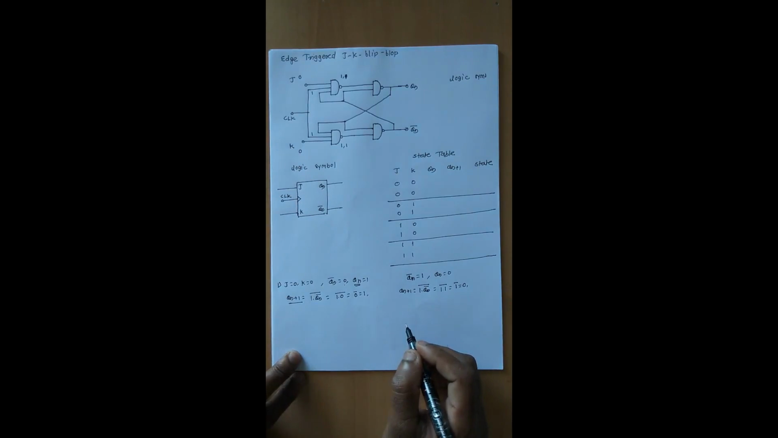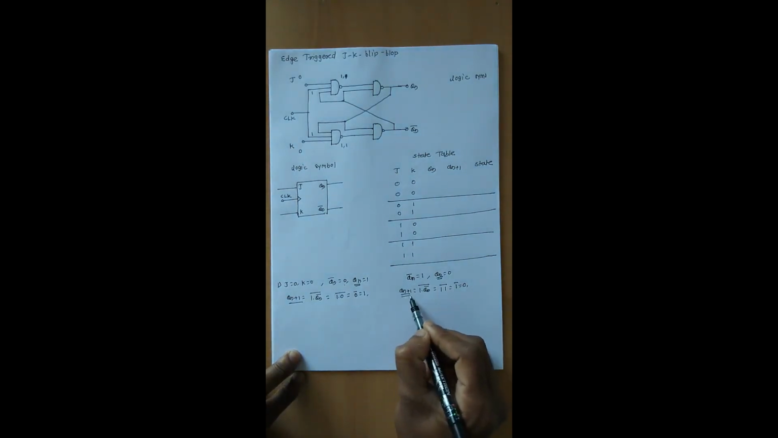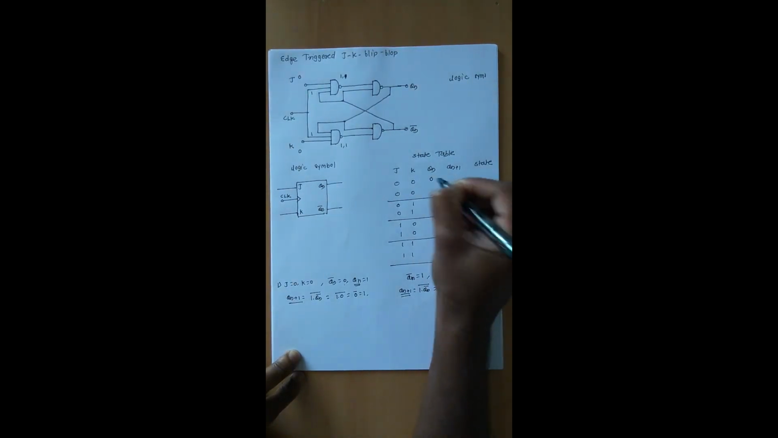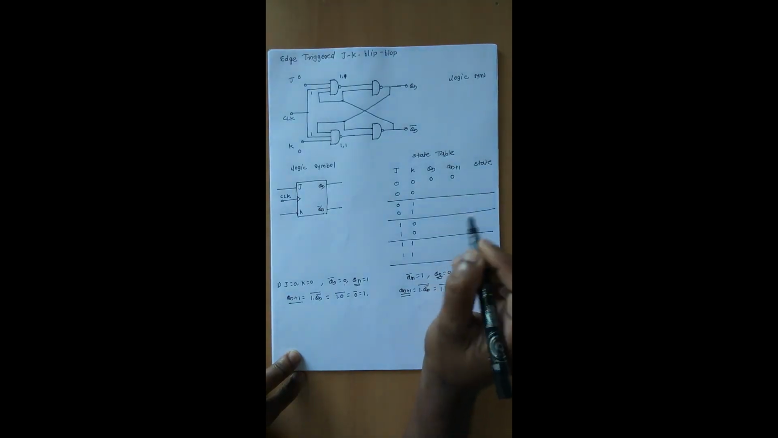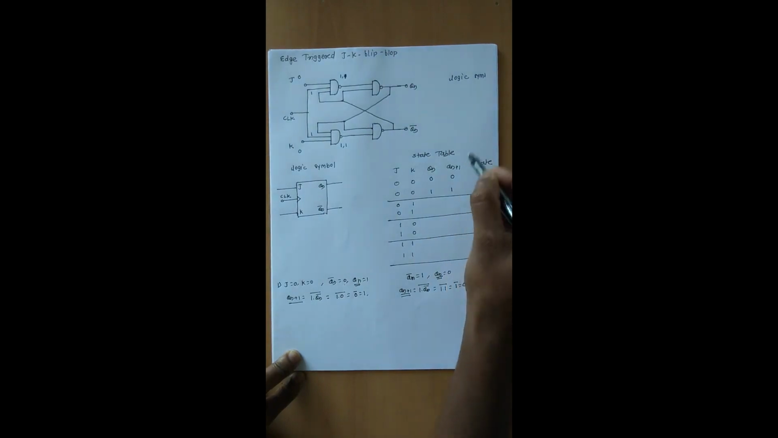Once again, if you observe, whatever the present state output is will be similar to the next state output. In this condition, if the present state output is 0, then the next state output is also 0. If the present state output is 1, the next state output is also 1. So the next state output follows the present state output, so it is called the no change condition of the flip-flop.